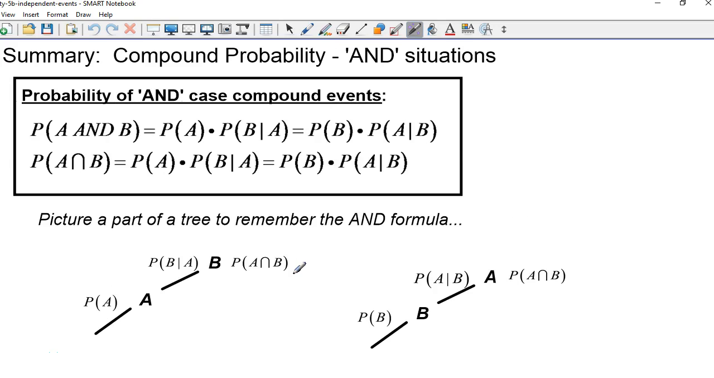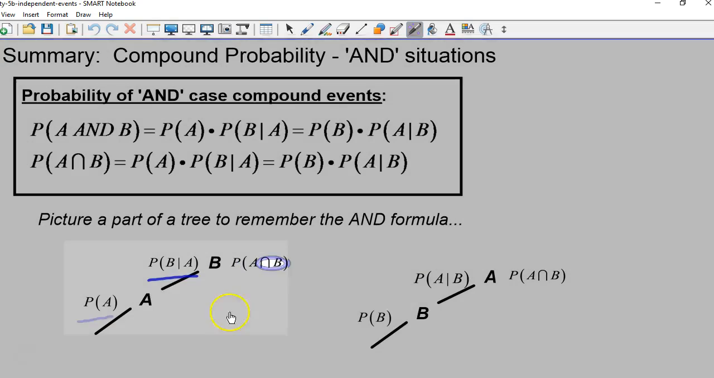Okay, to summarize, for AND situations, the probability of A and B is the probability of A times the probability of B given A, or it can be the probability of B times the probability of A given B. And honestly, this is the most important part. You should picture a part of a tree and use that to help you remember the formula. If you want the probability of A and B, pick one of them to list first, like A then B. This is a simple probability, this is a conditional probability, and you have to multiply this one times this one in order to get the AND.